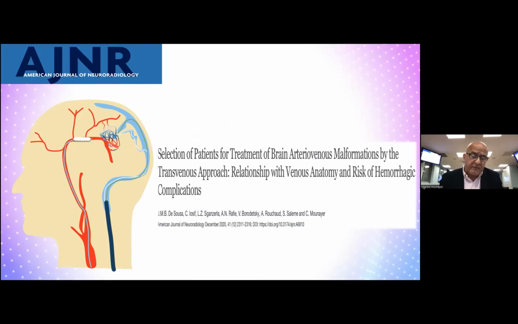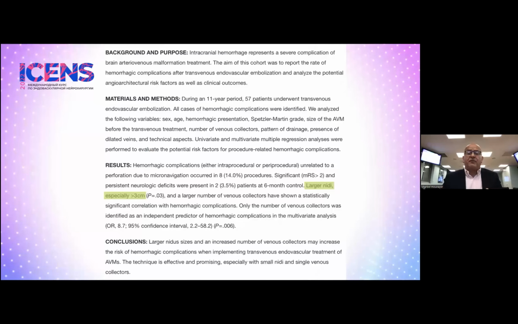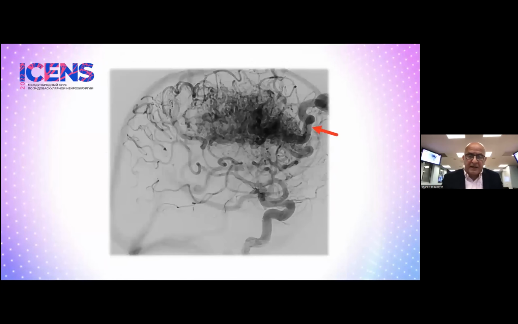We looked at the venous diameter, the location of the AVM, deep, cortical, whatever. The only factor that we found which is a risk factor for an AVM bleeding is the size of the nidus. When the nidus is more than 3 centimeters, we have a higher risk of bleeding. But clearly we can understand it, because the bigger the nidus, the less the understanding of the nidus before the treatment by the venous approach.